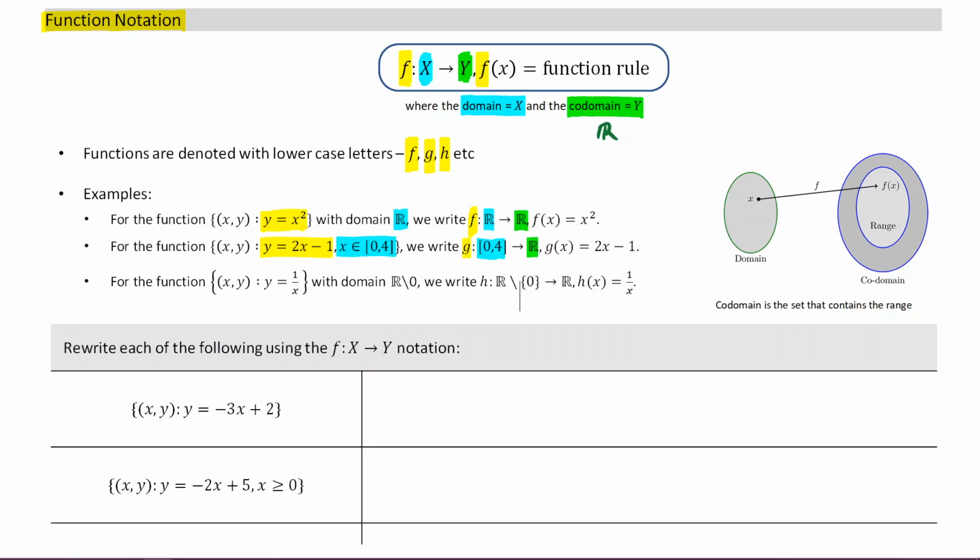Just remember, it's always going to be all real numbers. Then you've got the same letter that we started with. So if it's g here, then it's g there. If it's f there, it's f there. g(x) is equal to, and then the function rule. And now let's look at our next one here. For the function y equals 1 over x, this time we have a domain of all real numbers excluding 0, and that makes sense.